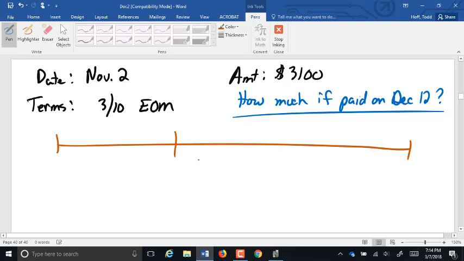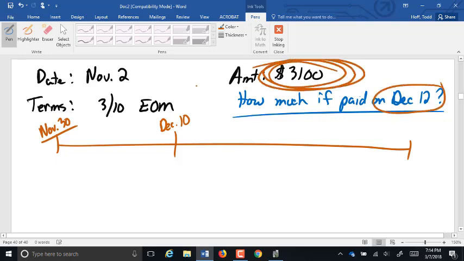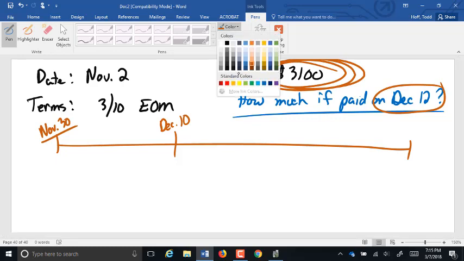When does our timeline start? November 30th, our last day of November. Discount period ends December 10th. How much is paid on the 12th? The full amount, $3,100. They don't get a discount.